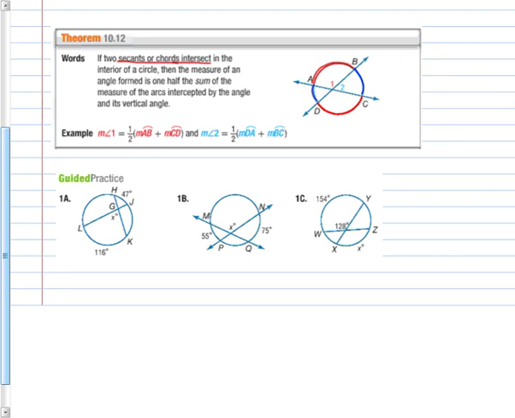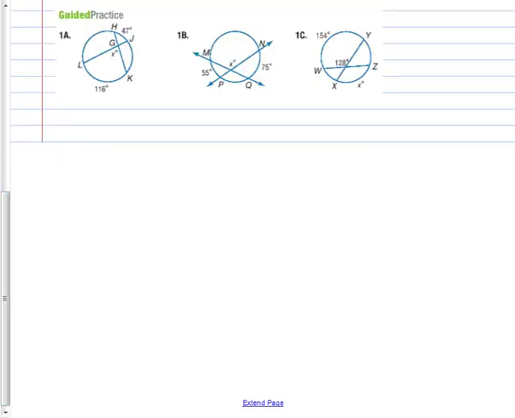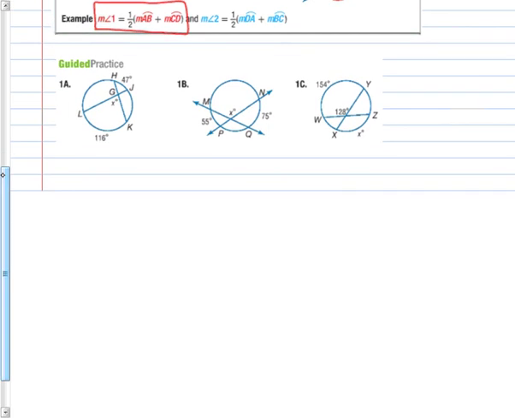So here's the formula. The measure of the angle that is formed is equal to 1/2 the sum of the intercepted arcs. So right here, the measure of angle 1 is going to be 1/2 the sum of the measure of arc AB plus arc DC. And angle 2 works the same way for AD and BC. So there's our fact for today. Number 1, at least.